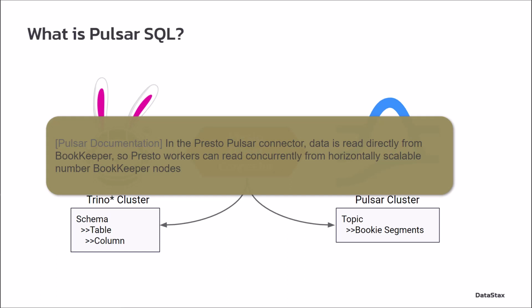The Pulsar documentation says, in the Presto Pulsar connector, data is read directly from the bookkeeper. So Presto workers can read concurrently from a horizontally scalable number of bookkeeper nodes. Now this is of note, because we're not in our typical model here of a producer and a consumer and all that. This is reading directly from the bookkeeper, so you've got some serious performance happening here.